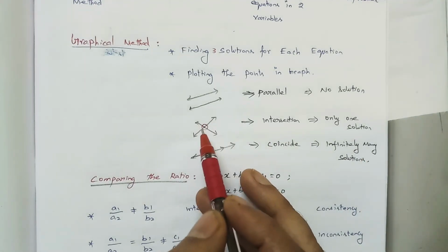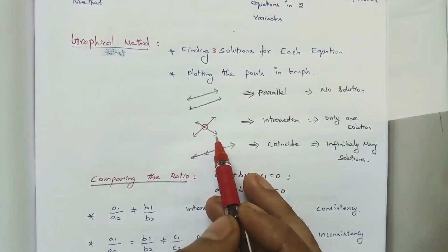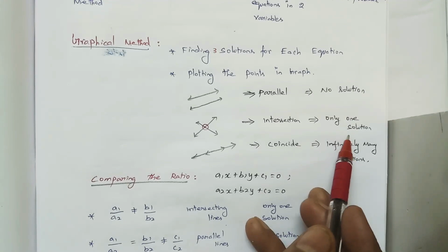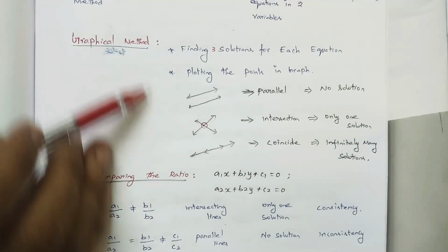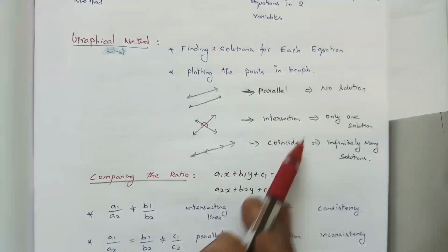When the two lines intersect, there is only one solution. When the graph is parallel, there is no solution. So this is the graphical method. By using the graphical method, we find the solution.